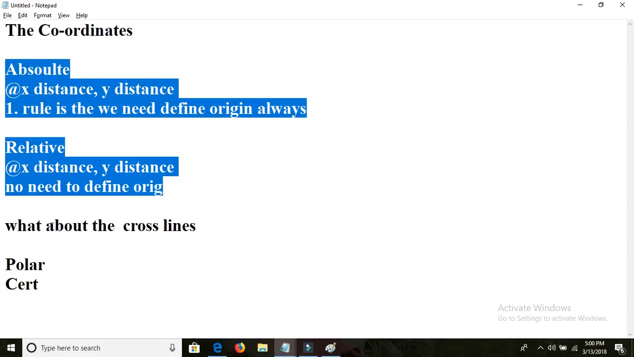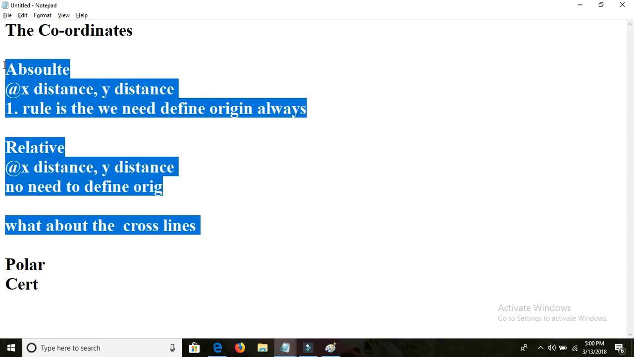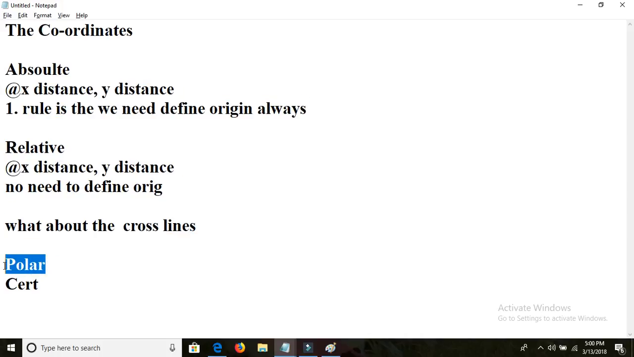Okay, the next topics we are going to cover under the next section. Here I covered only absolute and relative coordinates for you, but I will cover the polar coordinates and Cartesian coordinate systems also in later classes.